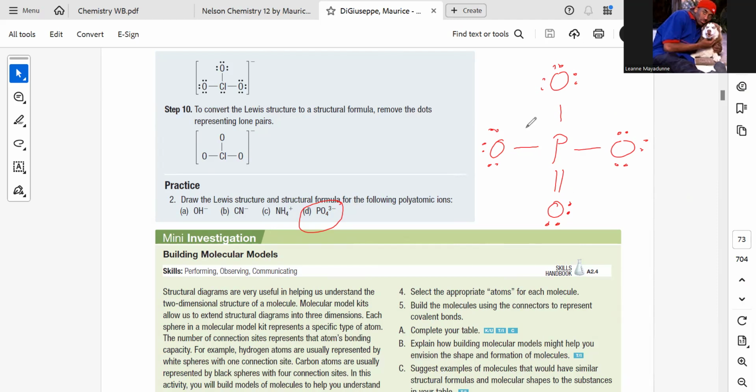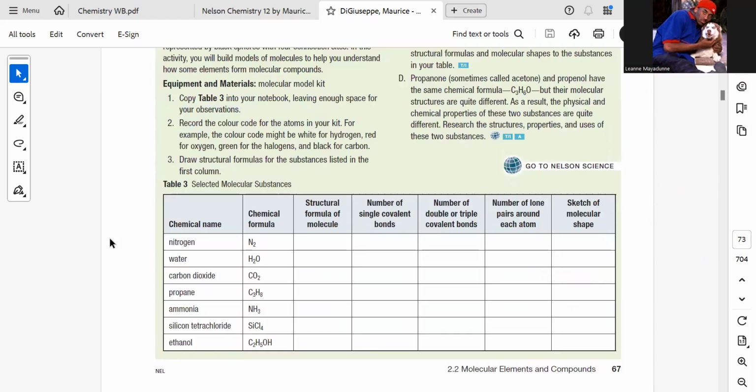And do you understand why it is an expanded octet? 1, 2, 3, 4, and 5. So phosphorus is having 10 electrons, which is more than 8. The octet is 8 electrons, correct? Yes. So there are compounds which have an expanded octet, and there are compounds which have exceptions.